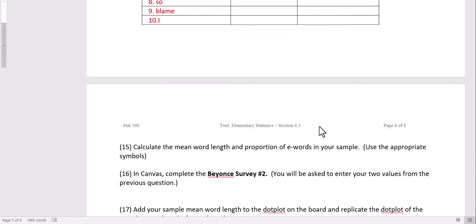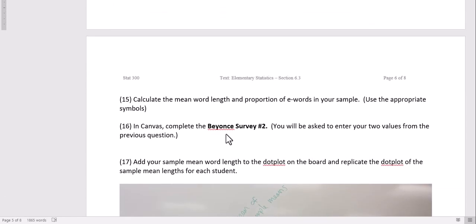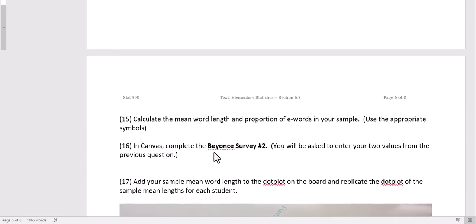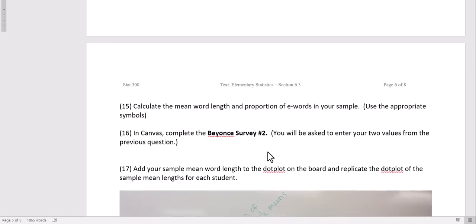Once you have that, go back and put in your results in the Beyonce survey number 2. I will update these notes once I have your survey results in, and I'll do the dot plots in StatCrunch and share the data with you.